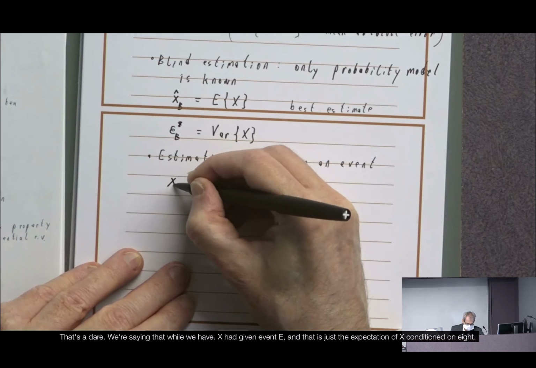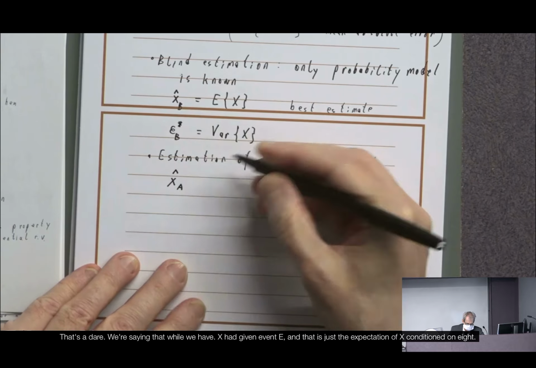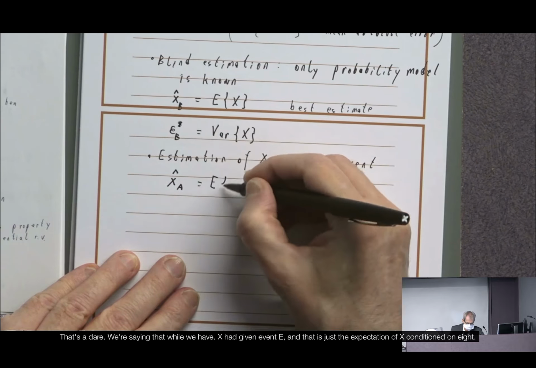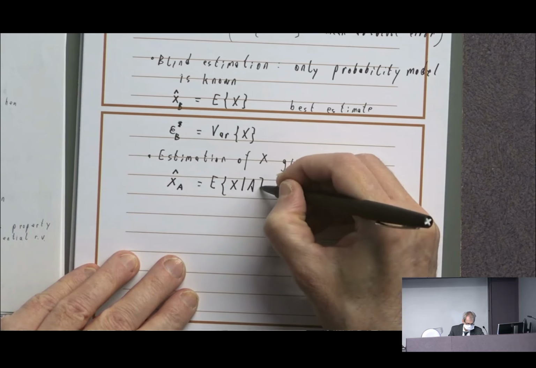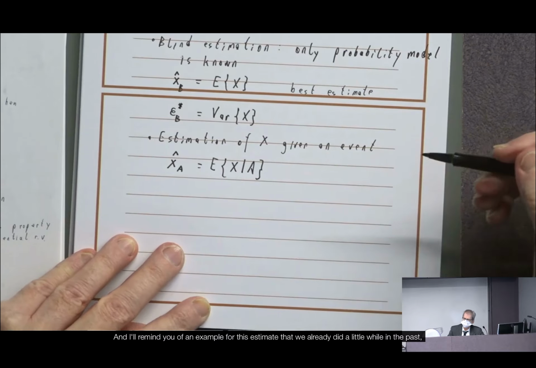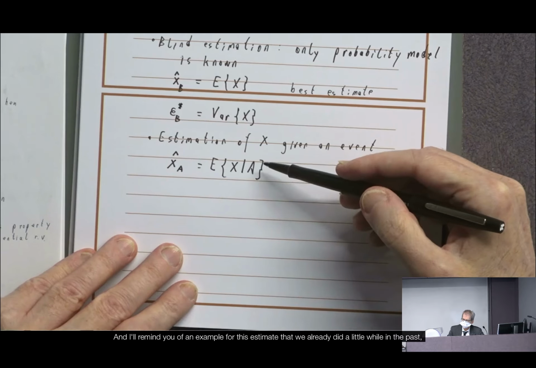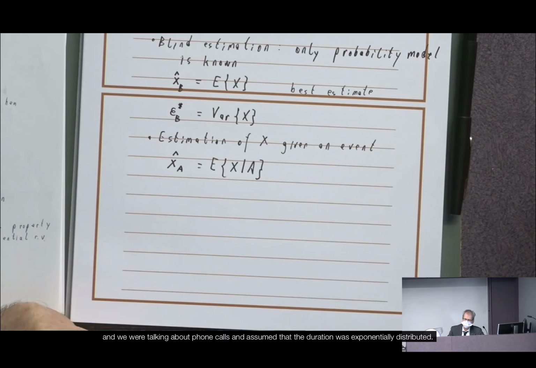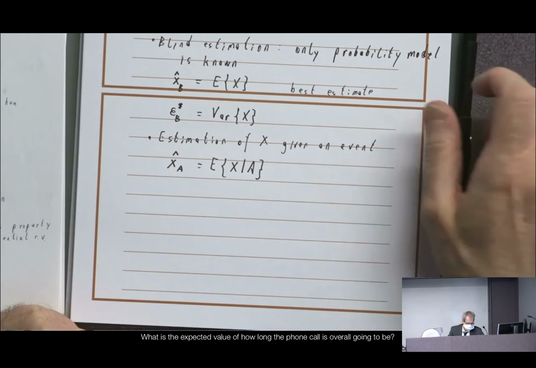And so there we're saying that, well, we have x hat given event A, and that is just the expectation of x conditioned on A. And I'll remind you of an example for this estimate that we already did a little while in the past. We were talking about phone calls and assumed that the duration was exponentially distributed. And then we said, well, what if we've observed that the phone call has already lasted 2 minutes? What is the expected value of how long the phone call is overall going to be?